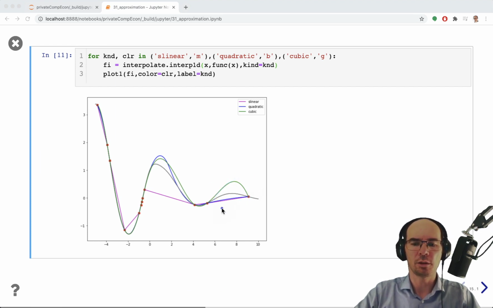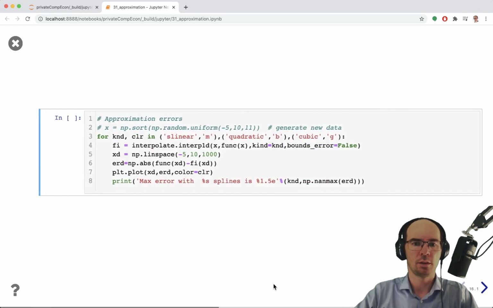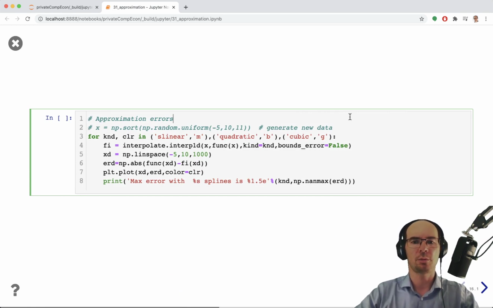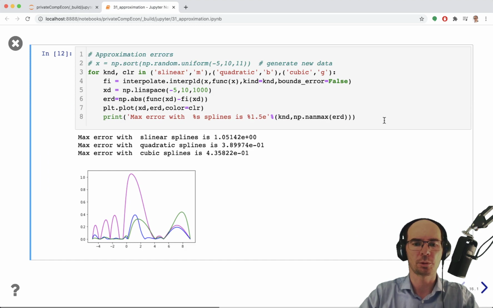And why are they doing this? Well, they are matching the derivatives here. Remember, around this point the derivative has to be continuous, first or second for the cubic case. Okay, so when doing interpolation or function approximation in general, the key question is how accurate is that approximation. And so we can check the accuracy by simply comparing the interpolated values to the actual values. This is what's done here for the linear, quadratic, and cubic splines.